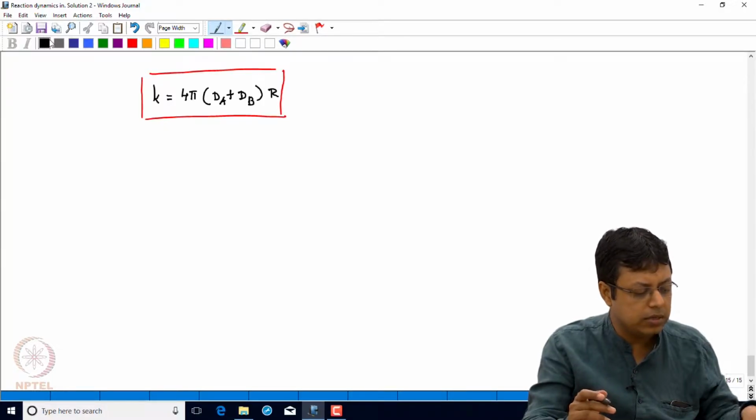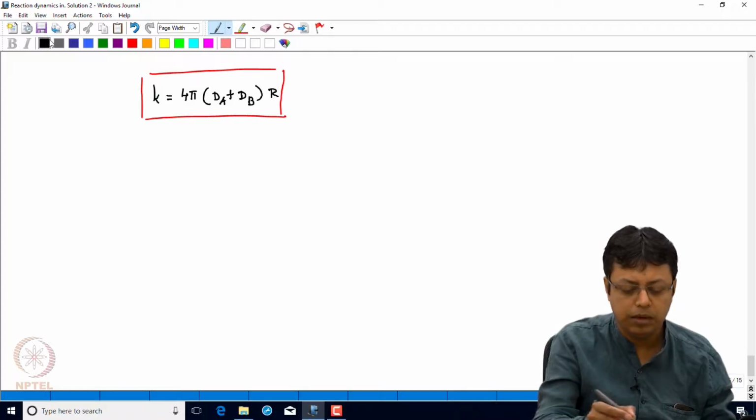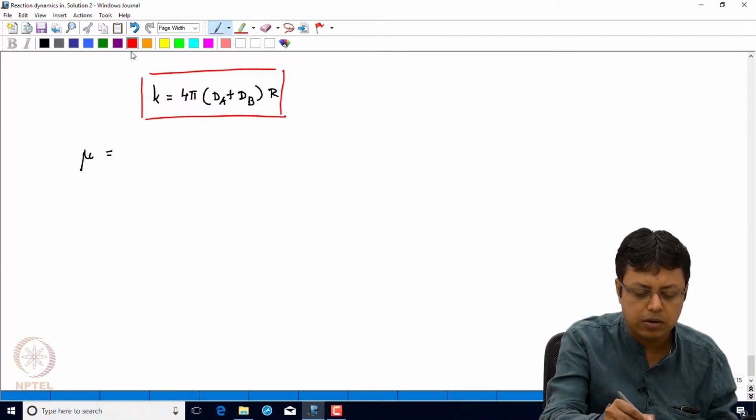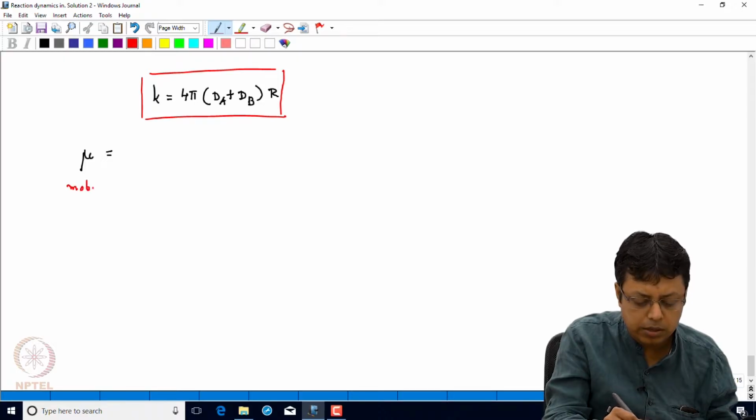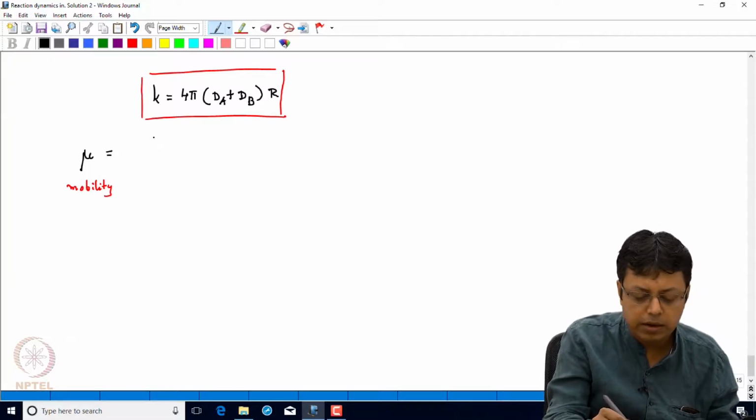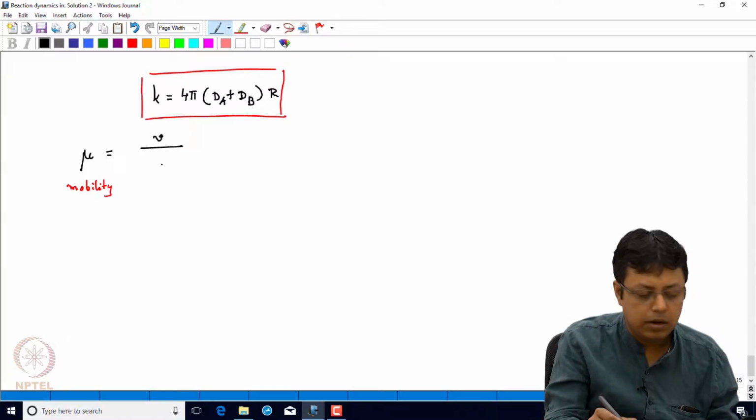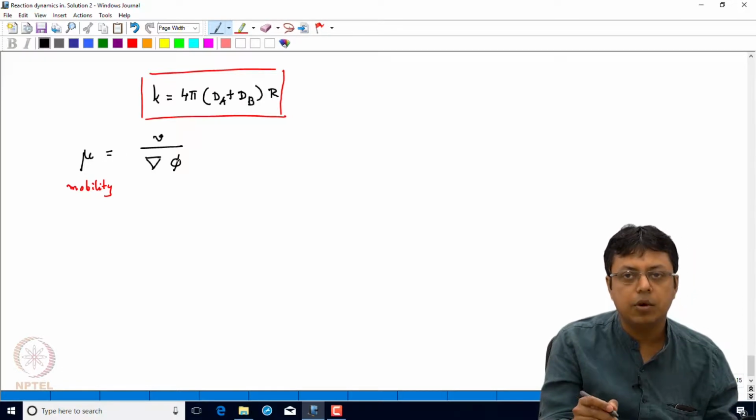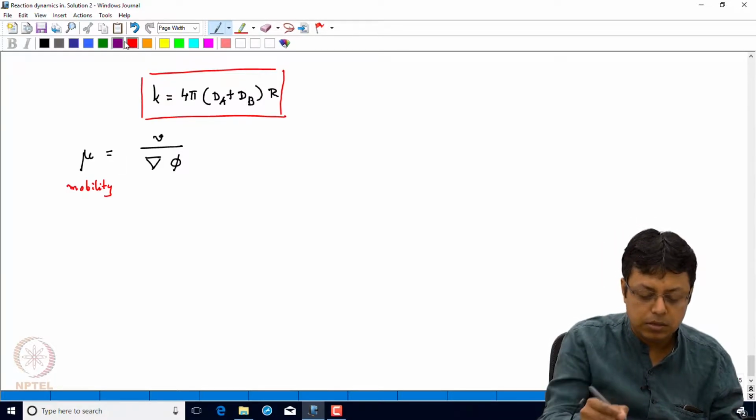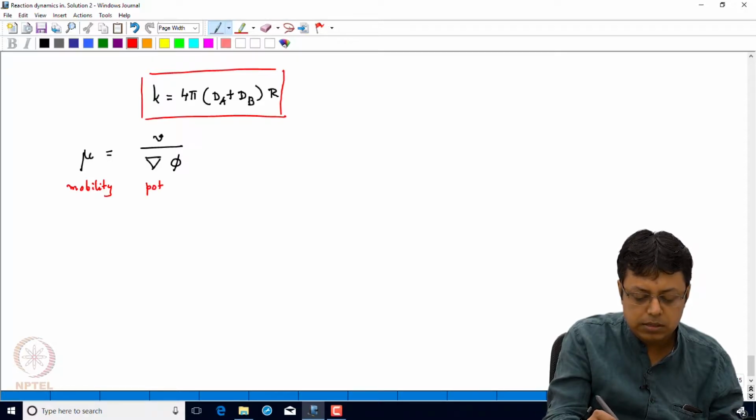So what we are going to do is define mobility, which has already been introduced to you. Let me just write it also. This is the mobility of the ion. We define that mobility as the velocity of the ion divided by the potential gradient, and in three dimensions the potential gradient is the gradient of phi, where phi is the potential.